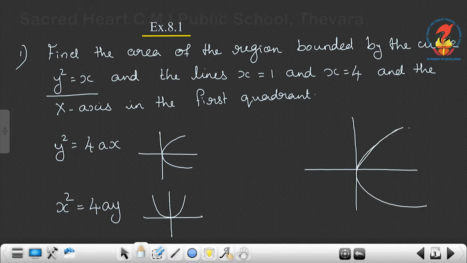Draw like this. A rough figure is enough. So draw the curve, then the lines x is equal to 1 and x is equal to 4. So draw 2 straight lines parallel to the y axis. Here it is 0, vertex at origin.